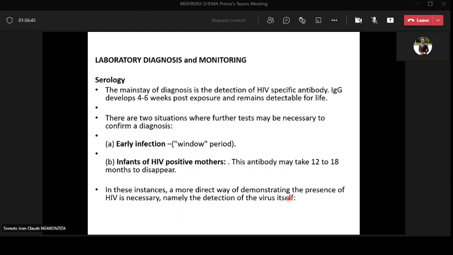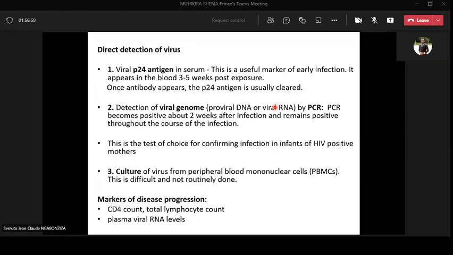A more direct way to demonstrate the presence of HIV in these newborns is only to detect the virus itself. We can also detect nucleic acid material. That is important. We have direct detection of the virus, with methods targeting viral antigen. The p24 antigen is among the first to appear in serum. This is the usual marker of HIV infection.